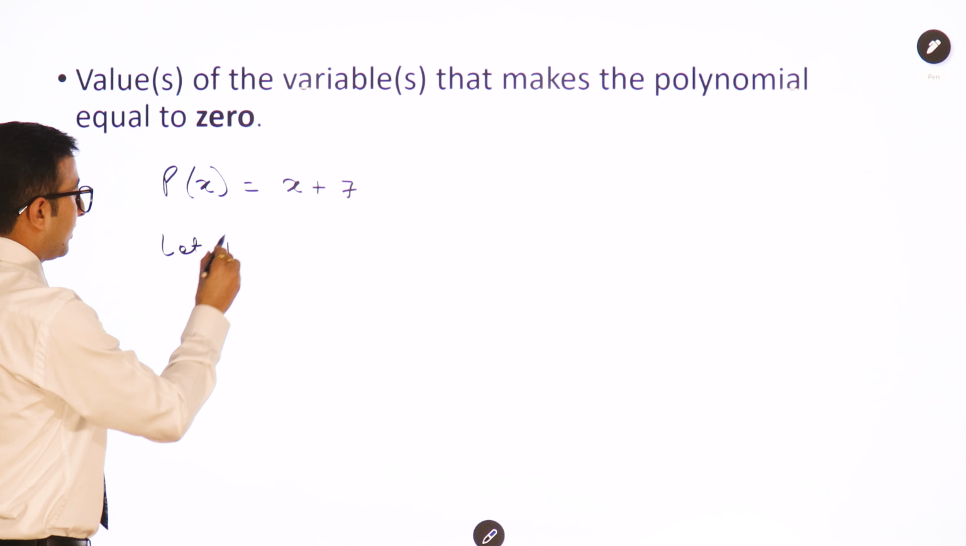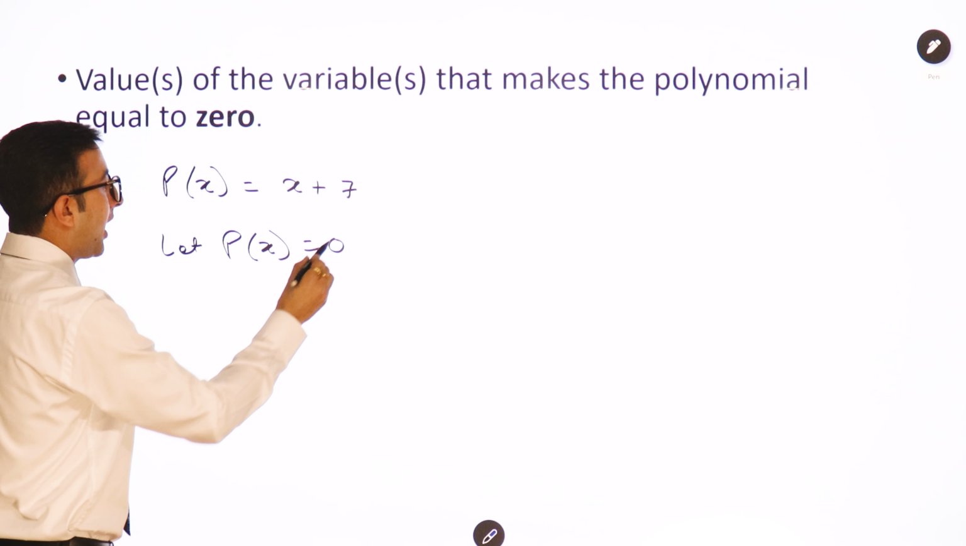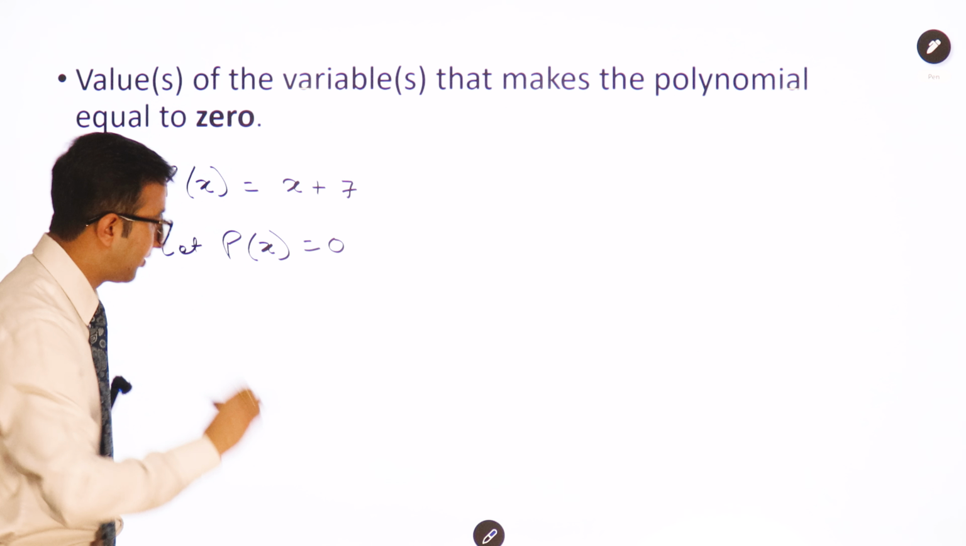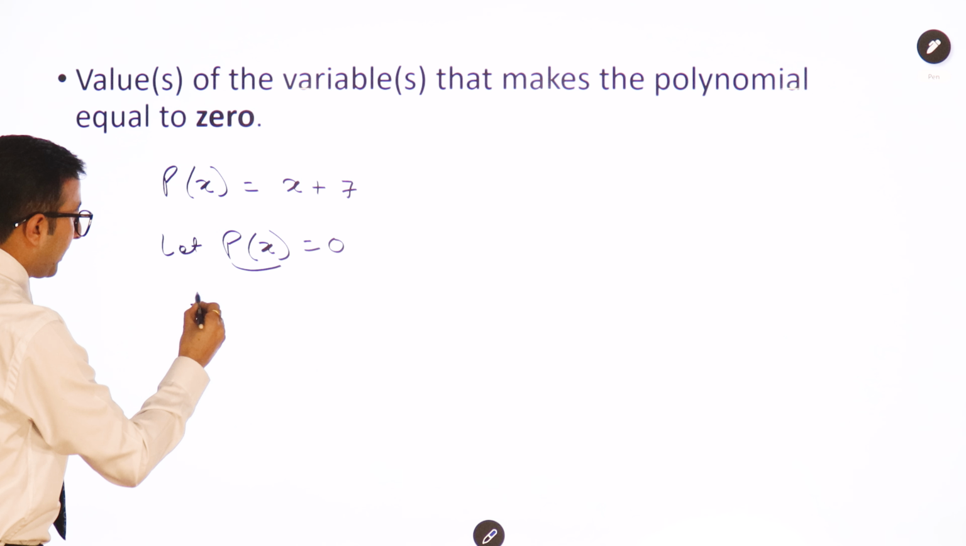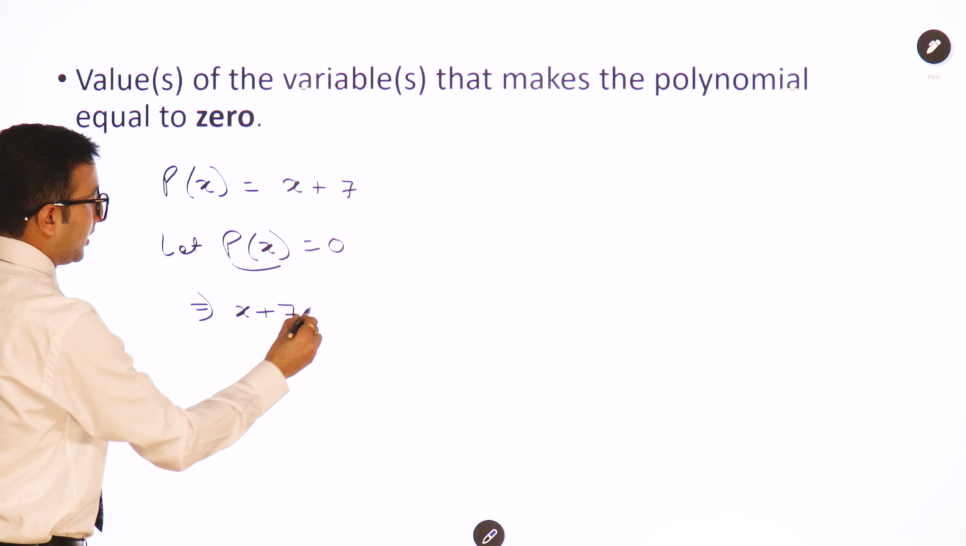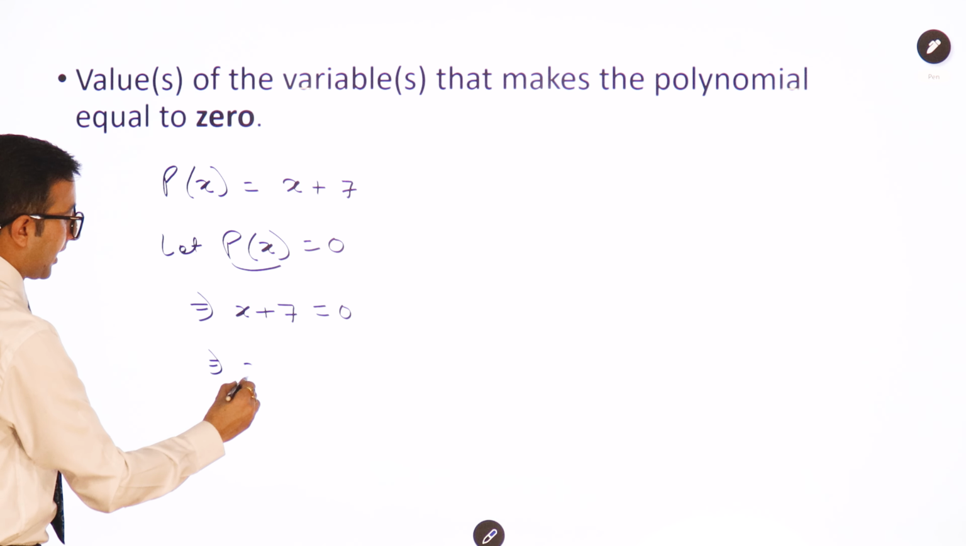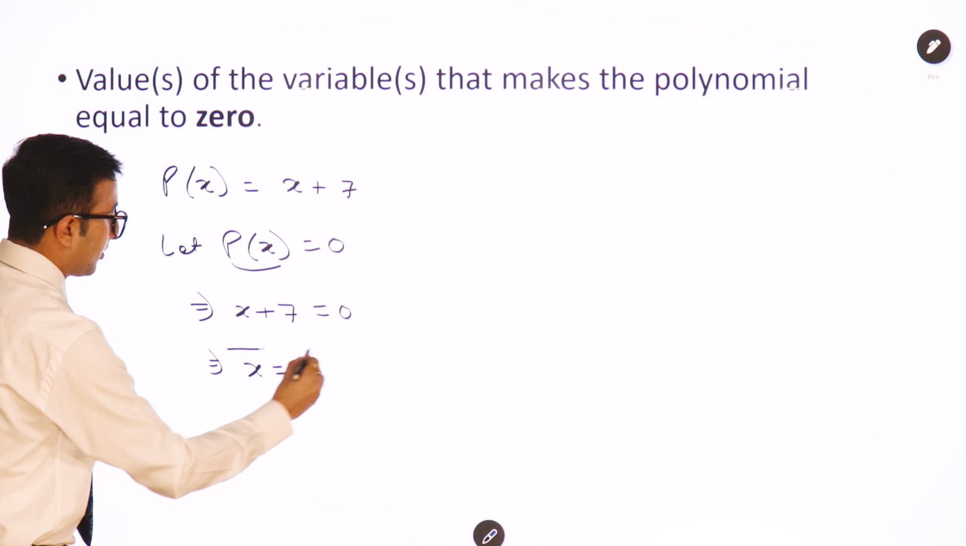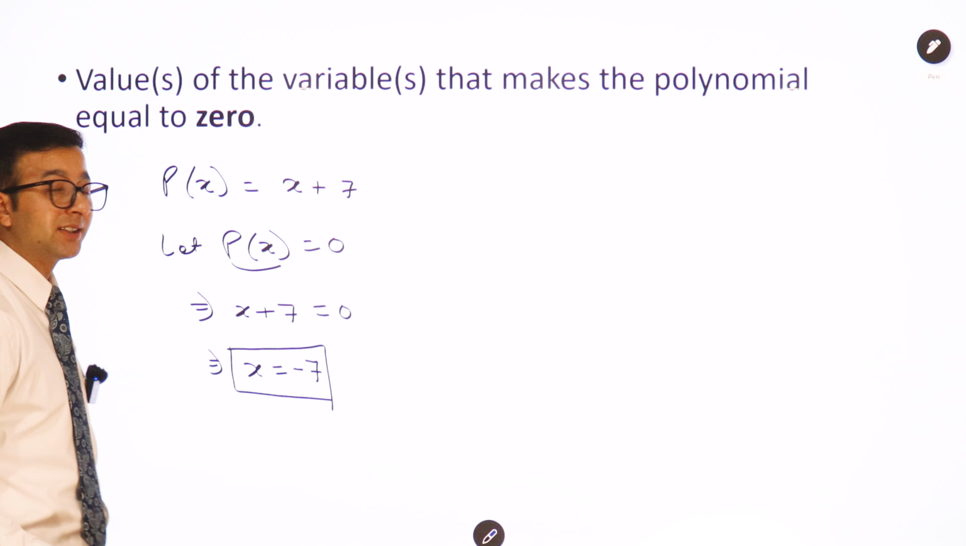Let p(x) equal 0. At the end, the value should be 0. Now this p(x) is replaced with x plus 7 equals 0. It gives us that x equals minus 7. So clearly we can find that the value of x is minus 7.